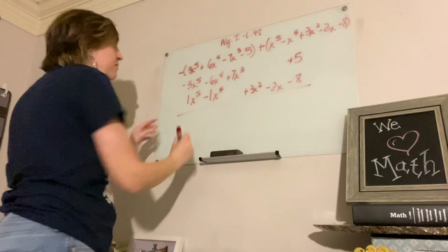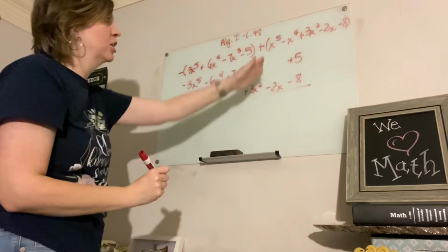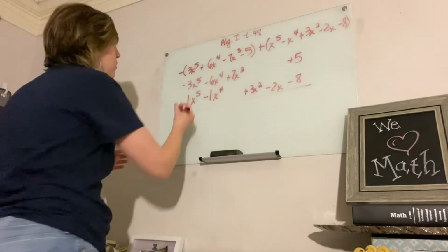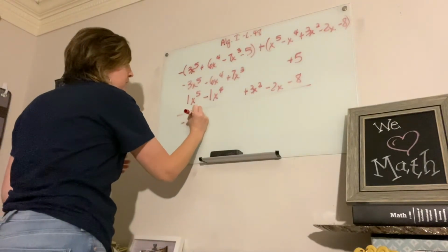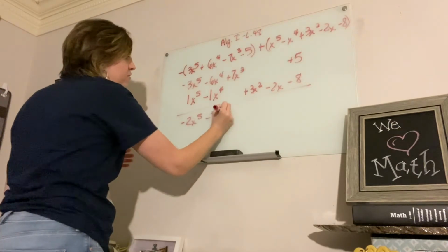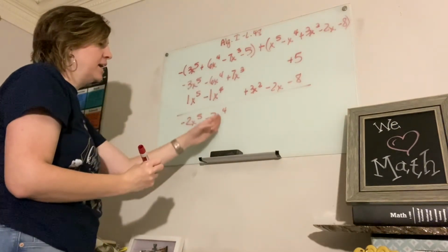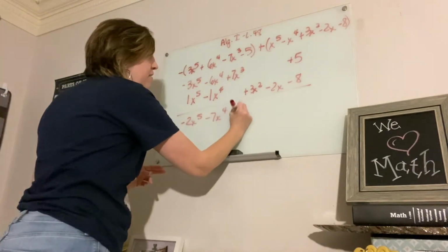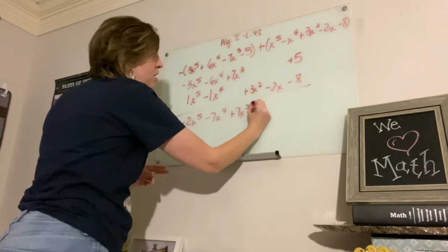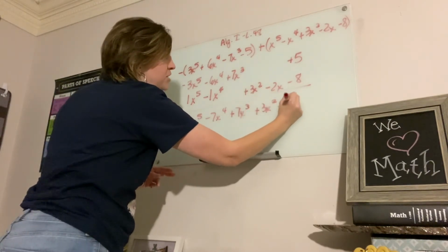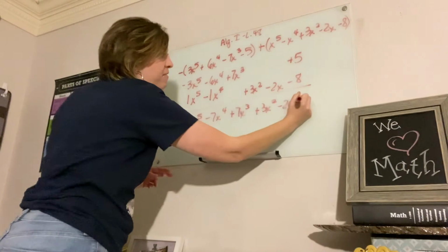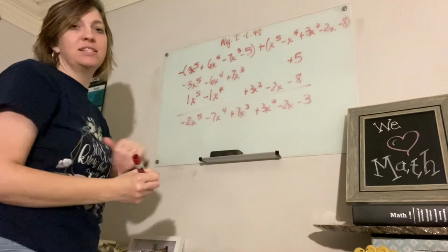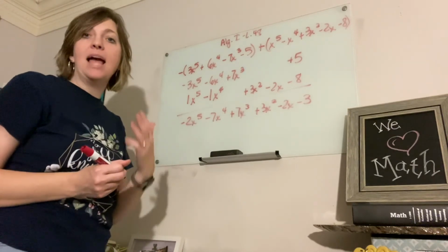Do you see what I did there, friends? I made sure to line up like terms so that I don't get confused as to what exponent goes with what. So I end up with negative 2x to the 5th minus 7x to the 4th. Do you all see how my exponents stay the same? I'm just adding or subtracting the coefficients. Plus 7x cubed comes down, plus 3x squared minus 2x. Then I owe 8, but I have 5, so I'm owing 3 total. This is my final answer. None of the rest of this can combine because they're not like terms.